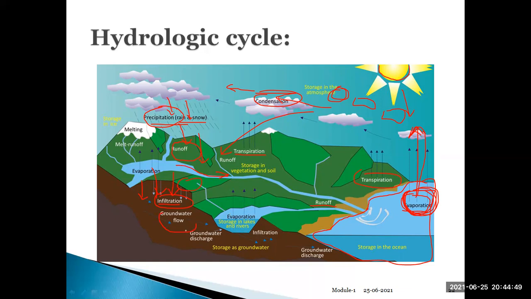So it will form a groundwater reservoir, and if we go still further, it will percolate deeper and flow below the ground surface as groundwater flow, or what we can say is base flow. Ultimately it will reach back to the ocean. That is where the process repeats: evaporation, condensation, precipitation, infiltration, and like this the process repeats.